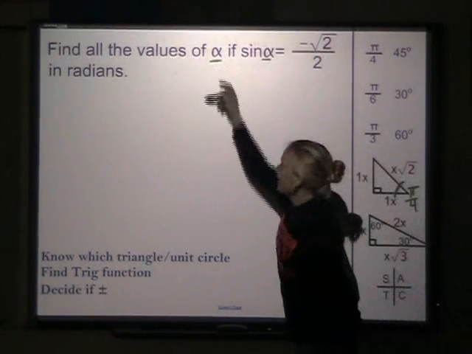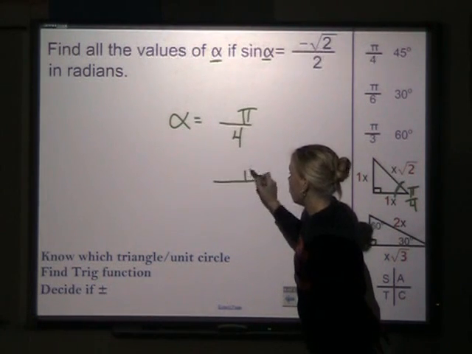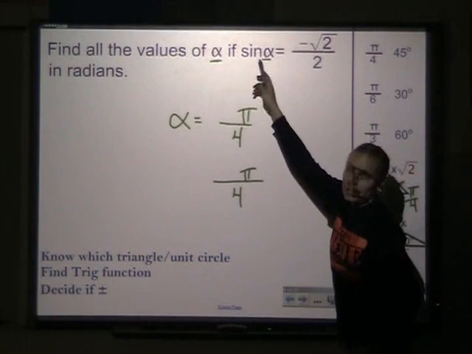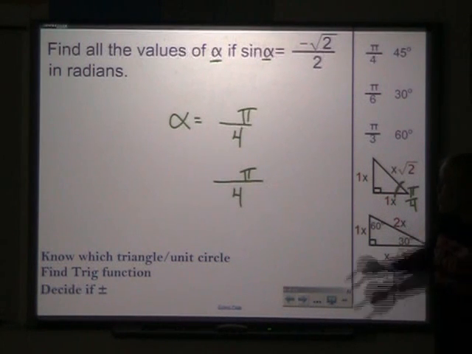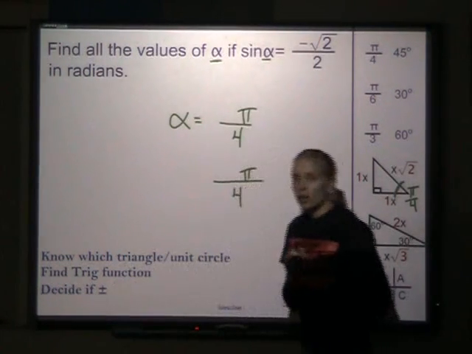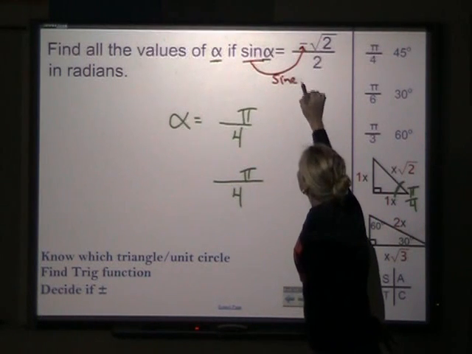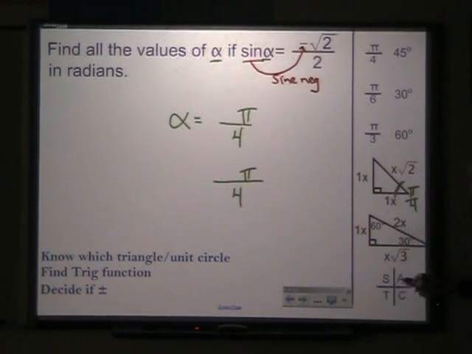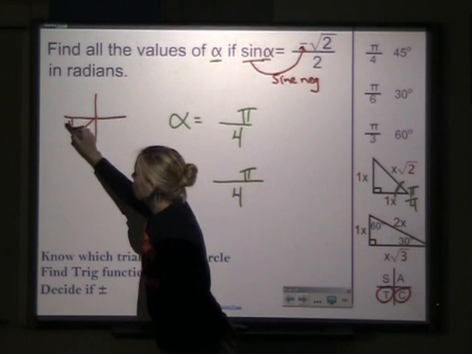So I already know for my answers for alpha, and remember there's always 2 answers when you're finding the angle, I'm going to have pi over 4. I just don't know how many pi's over 4 I have. That's where the positive and negative come into play. So I need to know where is sine negative. Well, it's positive in the first and the second quadrant, so it has to be negative in the third and the fourth quadrant. So in the third and the fourth quadrant, let's start off with the third quadrant.